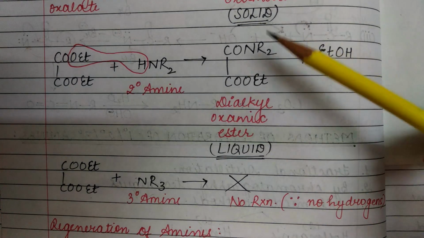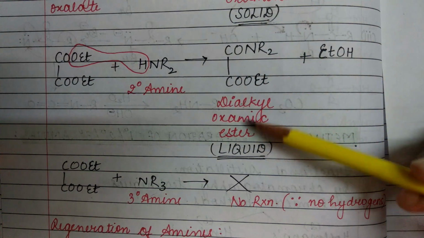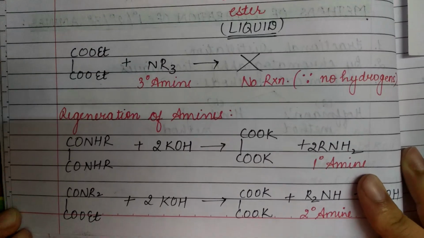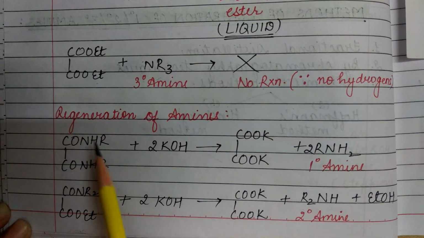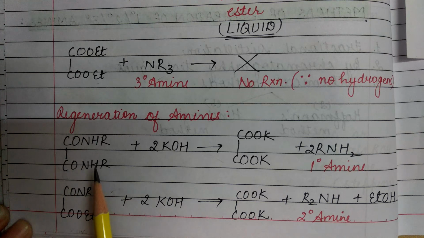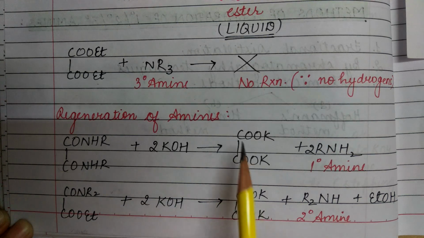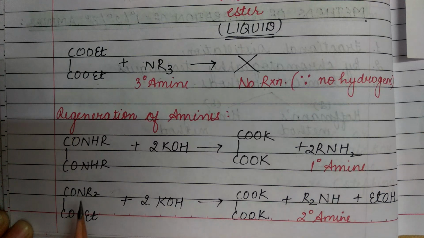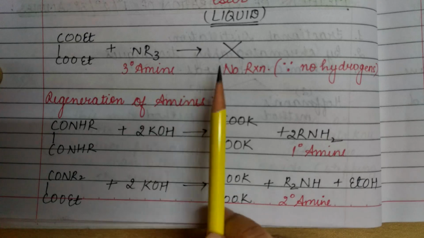Now we have separated all of them, but how to recover amines from these dialkyl oxamic ester or substituted oxamide? Let's see. Regeneration of amines. This is the product formed when 1 degree amine reacts with the diethyl oxalate. In the presence of KOH, it forms COOK plus 1 degree amine, and hence amine is recovered. Similarly, 2 degree is recovered when this reacts with KOH plus ethanol, and 3 degree was already there with us, right?